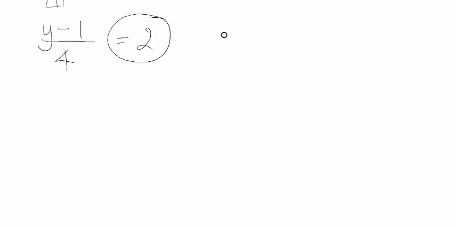Left hand side, right hand side. So y take 1 divided by 4. The last thing I said was divide by 4. So that means the first thing I have to do is times by 4. That cancels out with that, so I'll do my left hand side first. That leaves me y take 1 equals 2 times 4 is 8.